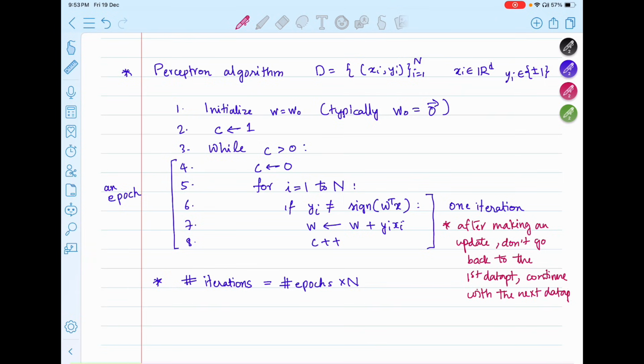One more thing to observe is the sign function. The sign function of any variable, let's say z, is equal to +1 if z is bigger than or equal to 0, and -1 if z is strictly negative.